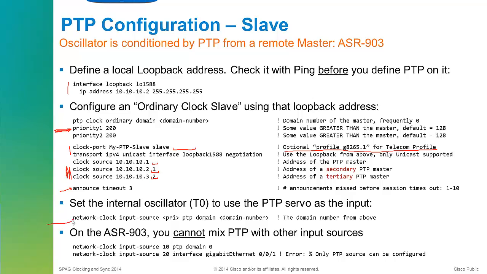Similarly, we can set network clock to take our T0 and to drive our internal oscillator. So we say PTP domain number, which is whatever this domain number is up here, which you've defined as typically 0. Difference from the 901, you cannot define these together. You cannot say I'll use PTP to drive my clock and I'll have a backup source of gigabit Ethernet or TDM. Once you've defined PTP, you can only have PTP as a single source. We'll see a little bit later, that's not a huge problem.